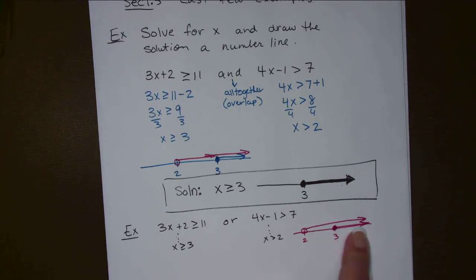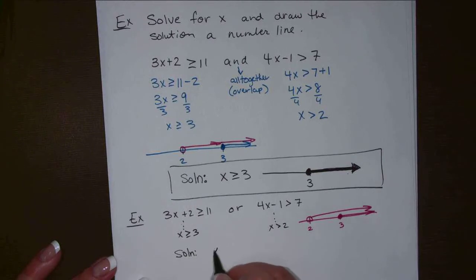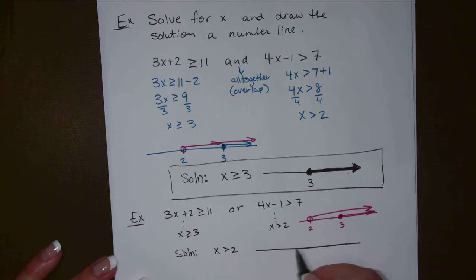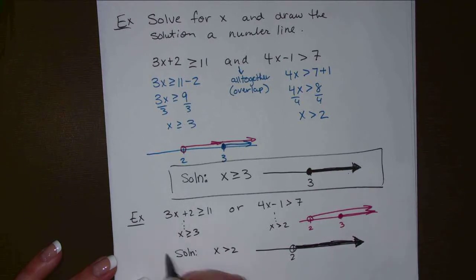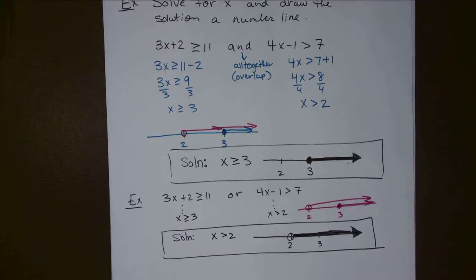So if we were to color it all on top of each other, it would start at 2, but not including 2, because 2 is not included in either of them. And it would go bigger. And the 3 would sort of just be ignored because that's absorbed into the greater than 2. So our solution here would be that x is greater than 2. You could put the 3 on here and the 2 on here if you want to, but they have nothing to do with the solution.